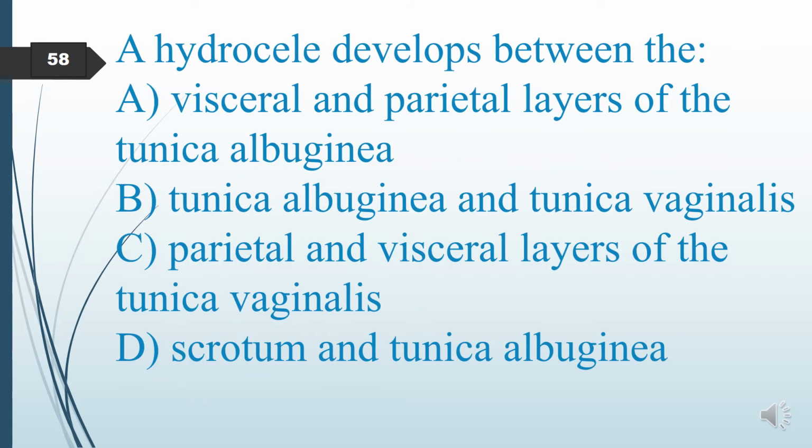A hydrocele develops between the A. Visceral and parietal layers of the tunica albuginea. B. Tunica albuginea and tunica vaginalis. C. Parietal and visceral layers of the tunica vaginalis. D. Scrotum and tunica albuginea. The answer is C. Parietal and visceral layers of the tunica vaginalis.